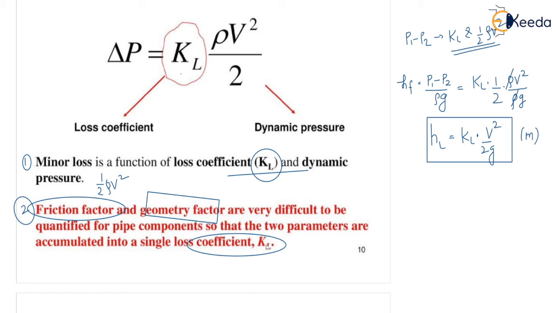Definitely this is done by the scientists and the people involved in the study of this friction factor and geometry factor. So after study they will give you the value of KL. So nothing to worry about that. So this KL combines the effect of geometry as well as pipe material, that is friction, and you're using the value of KL in the equation. Okay.